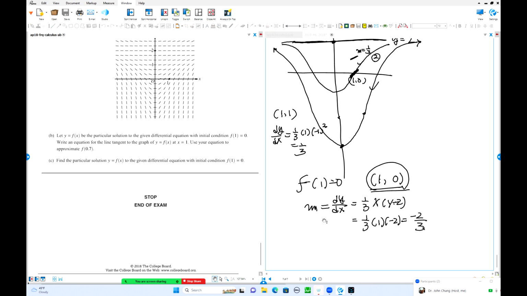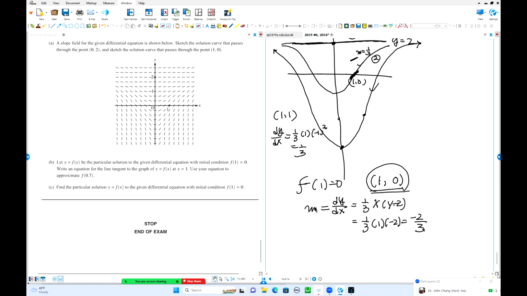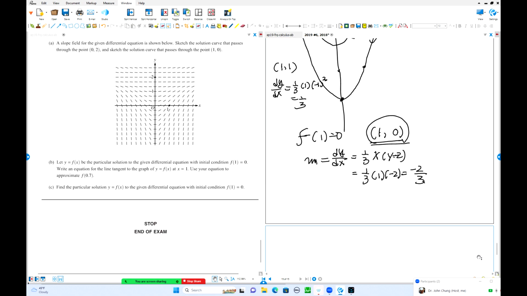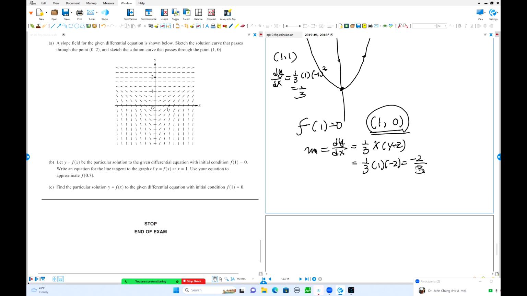Now, the equation of the tangent line. The slope is negative 2/3. So y minus y1, y1 is 0, okay? y minus 0 equals negative 2/3 times (x minus 1), okay? You can leave it this way too. It's okay.